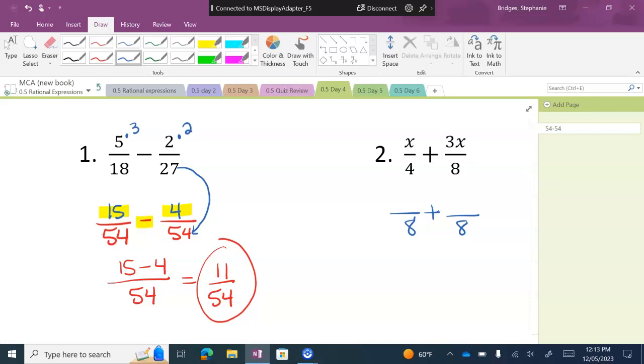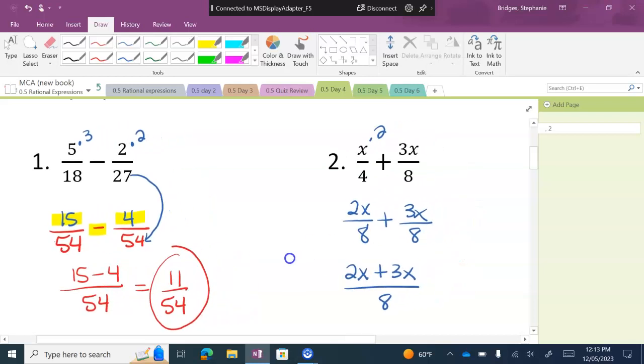Go ahead. Because I have to multiply top and bottom by what to get 8? 2. Yep, so we're going to multiply the top by 2, which gives me 2x. Do I need to change that second fraction? No, it already has an 8, so that numerator is going to stay the same. And now that my denominators are the same, I can just do what it tells me to. The first numerator plus the second numerator over 8.